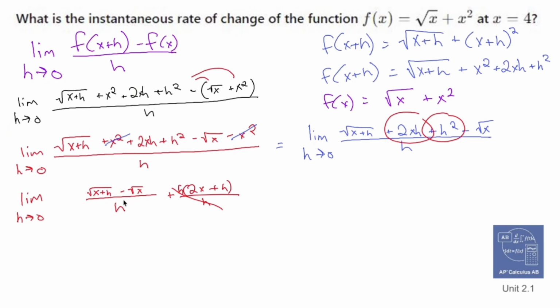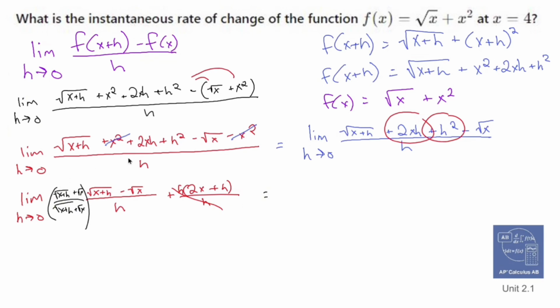And what I'm going to do while I'm over here is, the h on the bottom is still very problematic. What I'm going to do is multiply the top and the bottom here by the conjugate of that guy, not friendly at all: root x plus h plus root x all over root x plus h plus root x. Okay, so one step at a time.